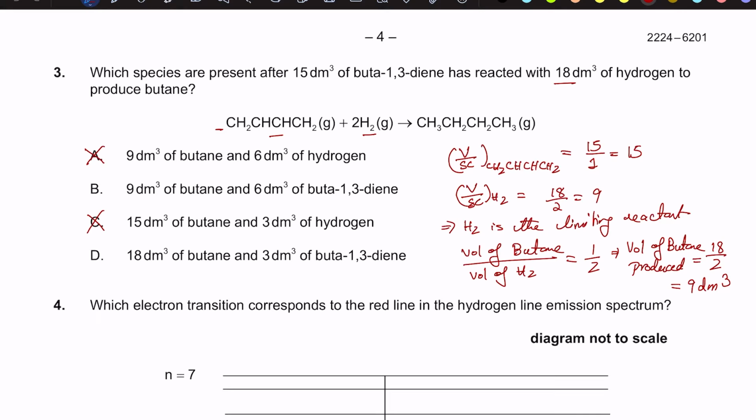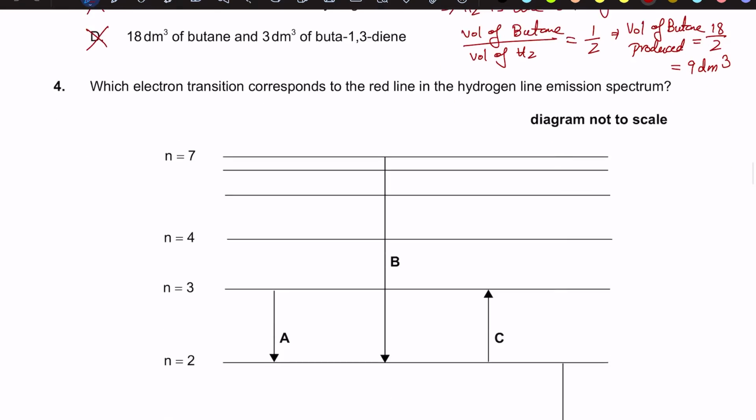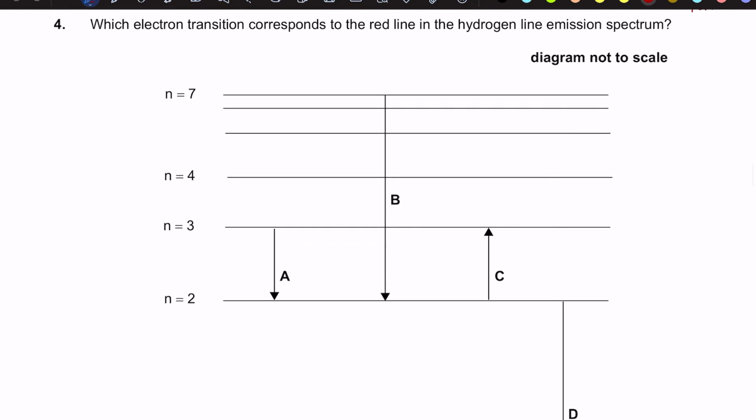So here if I look at the options, one has 18 dm cube of butane, which is wrong. The other one has 9. So I can say that option B is the right answer to this question. Now that's all about this. Now moving on to question 4.